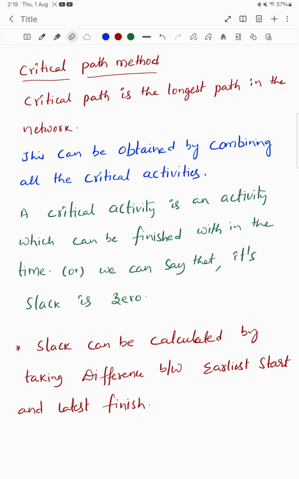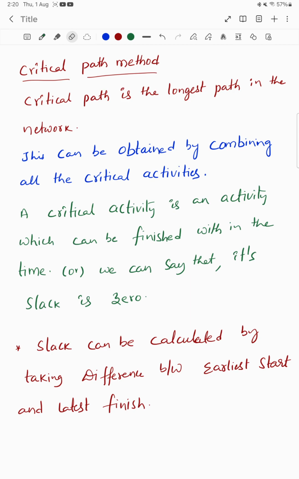The critical path is the longest path in the network, which will determine the possible project duration by the effective utilization of all the limited resources. And the critical path is mathematically calculated by combining all the critical activities based on the information given for the project.